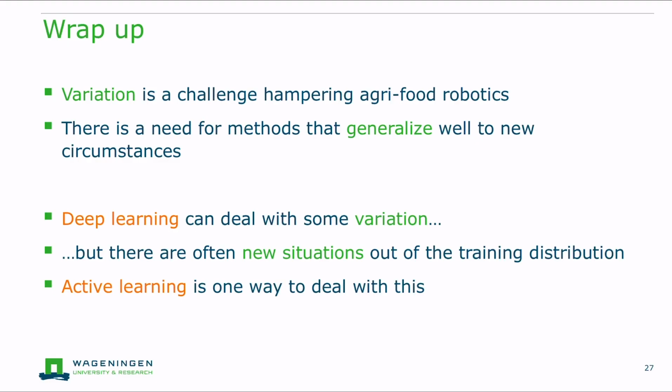Now, to wrap up this presentation, there is variation, which is a big challenge and hampers agri-food robotics. There's a need for methods that generalize well to the new circumstances. Now, deep learning can deal with some of this variation, but there are often still new situations that are outside of the training distribution that we cannot deal with. Now, we can collect more data, of course. We can do this randomly, but the active learning methods can help us to pick out the most valuable training samples to improve the performance.